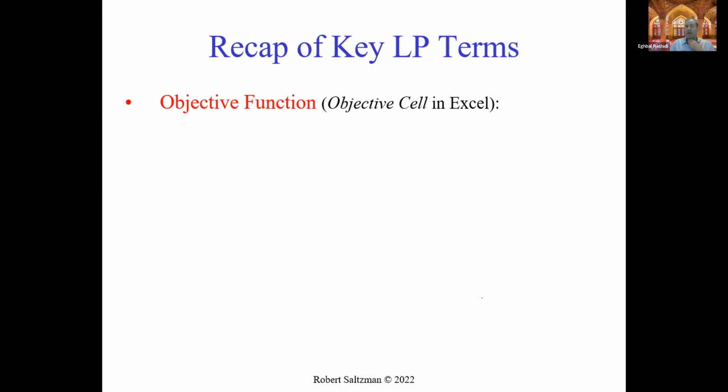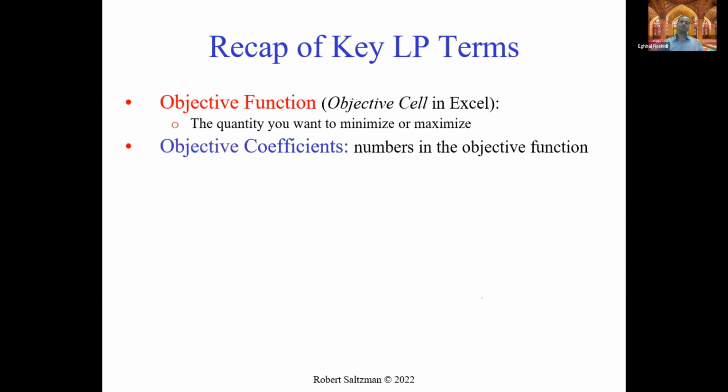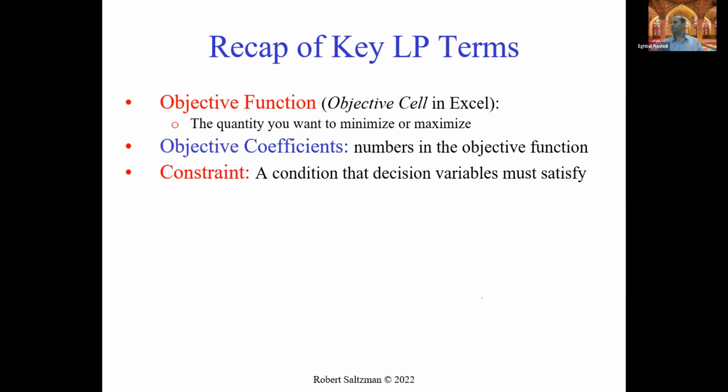All right, so let's recap. We have 4 minutes left. The objective function is the goal, or a performance measure of your organization or system, that you want to either minimize or maximize. In Excel, we call it the objective cell. The objective coefficients are the numbers that you can see in the objective function. For example, 4a plus 6b, or 4 multiplied by 6% multiplied by a plus 2. That's 4 multiplied by 6%, which is 24%.